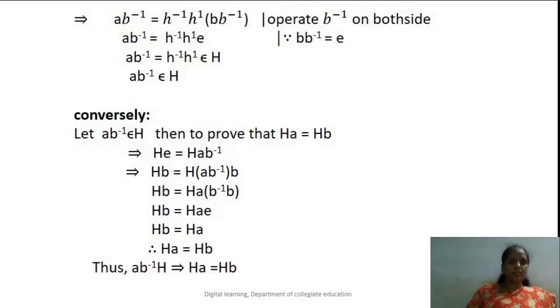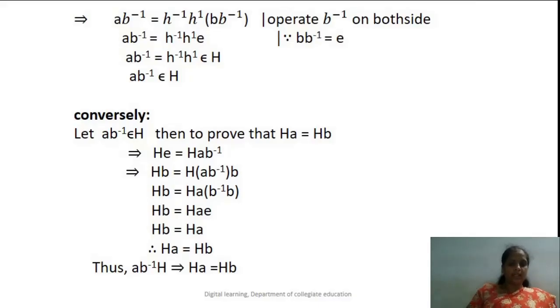B and B inverse we can write as E, the identity element, so this becomes just H inverse into H dash. So AB inverse as it is. Therefore, AB inverse belongs to H. Why does it belong to H? Because we have an element of H inverse and H dash, which we got from H only. Therefore, AB inverse belongs to H.